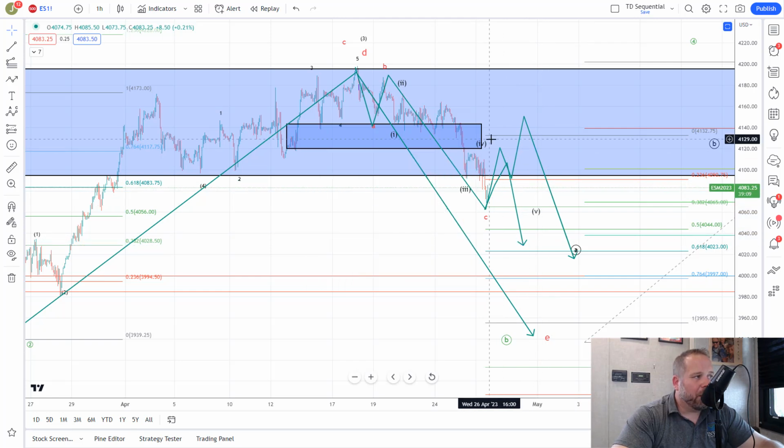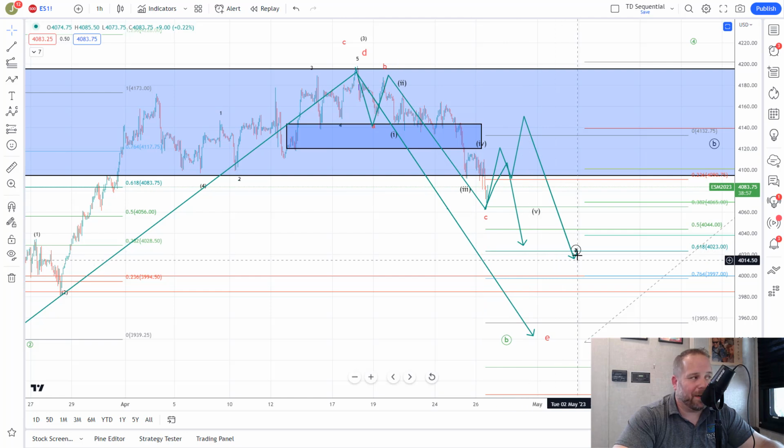So that is what we would look for, those two potentials: either a B wave bounce up toward the 4140 to 4150 area, or a smaller bounce where they can't take out this 4116 high right here and then come down toward the 4020 area to complete this A wave before we see a bigger B wave bounce after that. From there, we'd look for that C wave down to the 3950 for the overall E wave of that triangle.